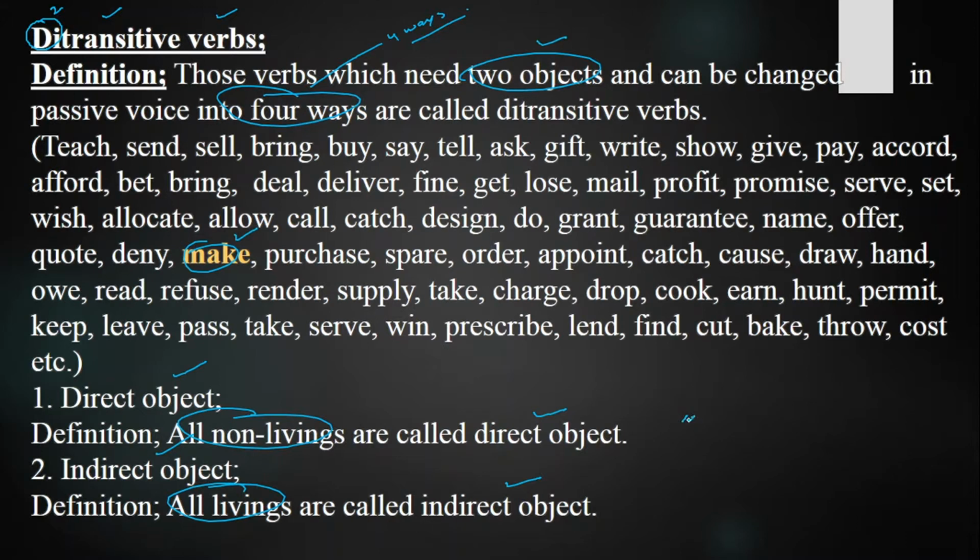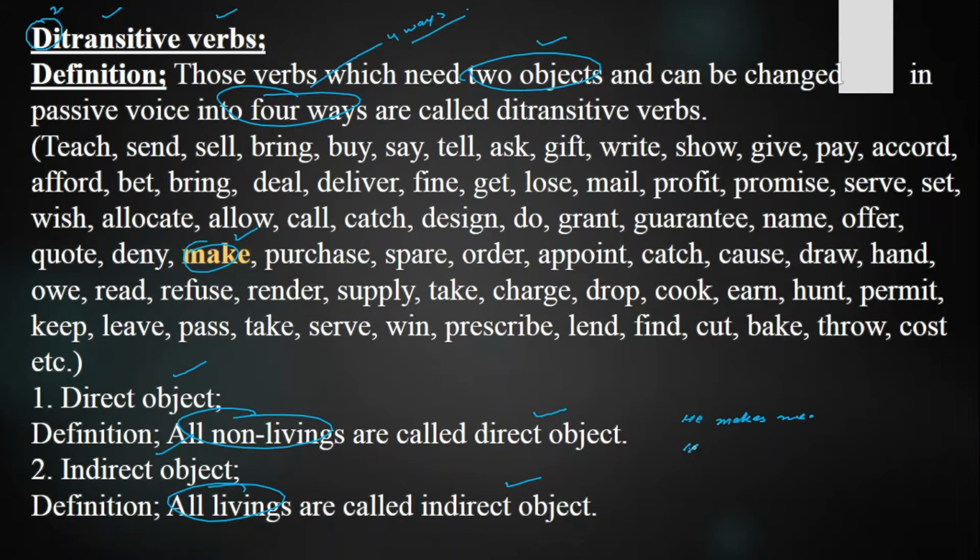Suppose I say, he makes me. Now I am not a machine or a car or something like that. He will make me. Clear? So for that you need to put both objects. Here the meaning is not clear and understandable.